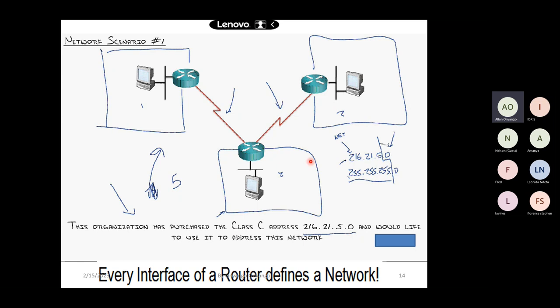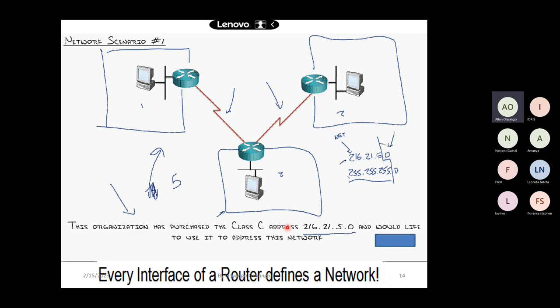This organization, having this network topology, has purchased a class C address. Please write this address down: 216.21.5.0. That is the network address they have purchased from the ISP. Remember, every organization must get its address from the ISP. You realize it is a public IP. So this organization has purchased a class C address.